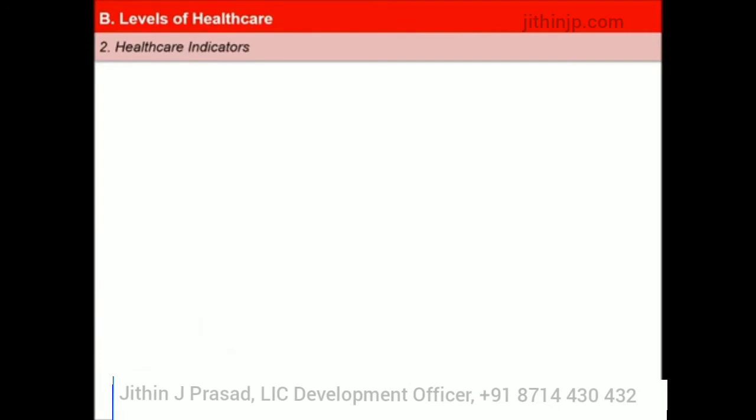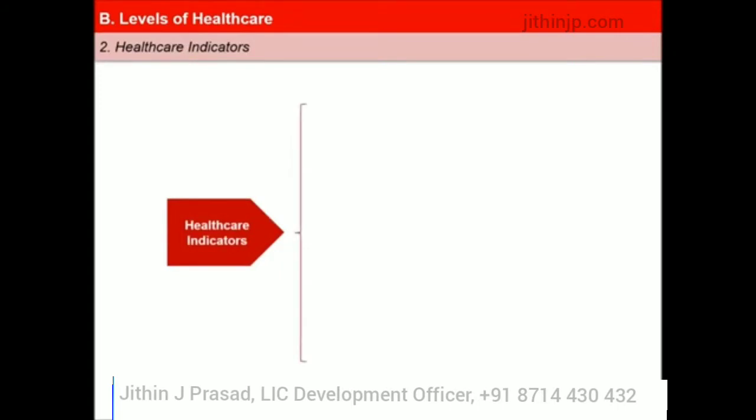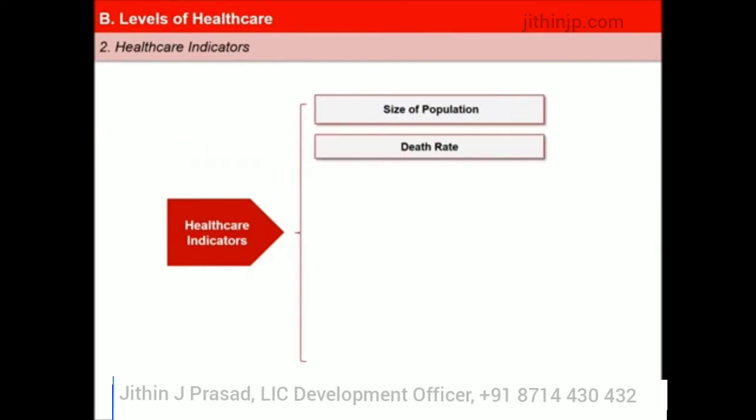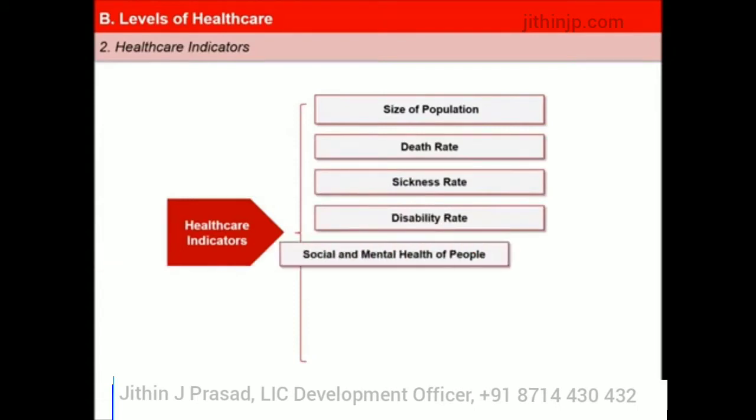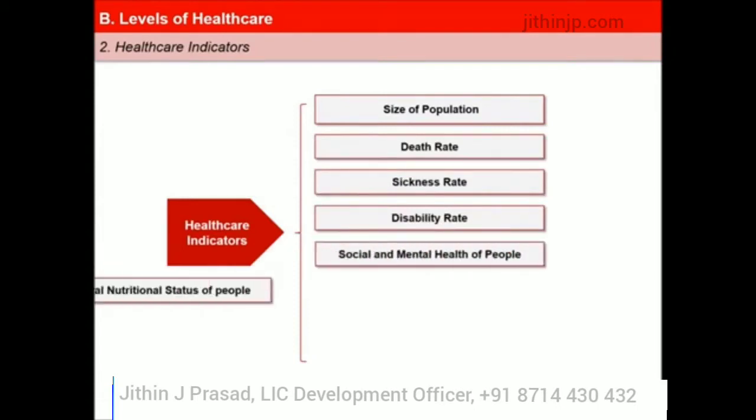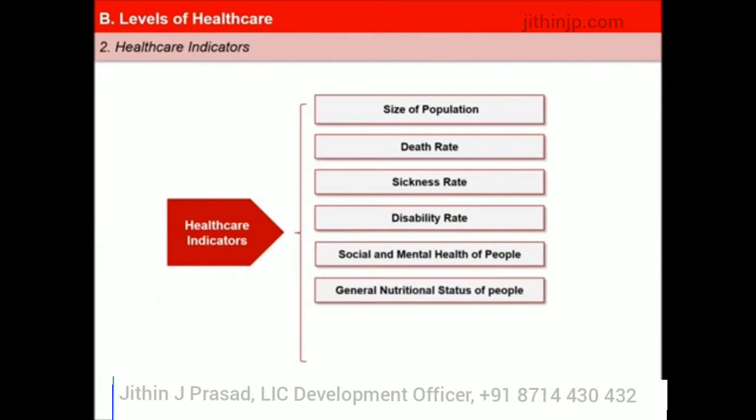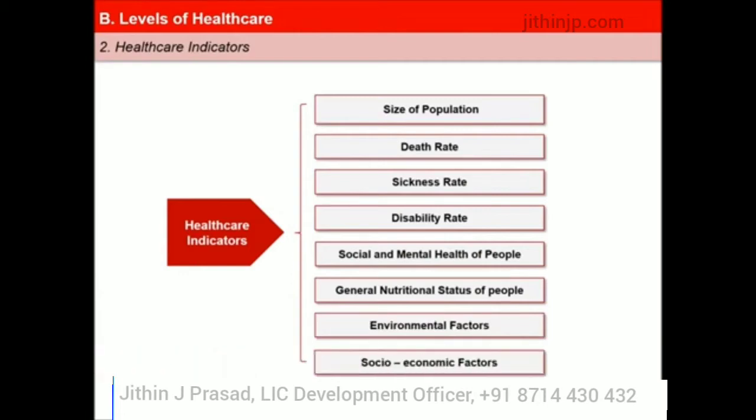The need to set up healthcare facilities in any area, whether a village or a district or a state, is generally based upon the various factors called healthcare indicators of that area, such as size of population, death rate, sickness rate, disability rate, social and mental health of the people, general nutritional status of the people, environmental factors such as if it is a mining area or an industrial area, and socioeconomic factors such as affordability.